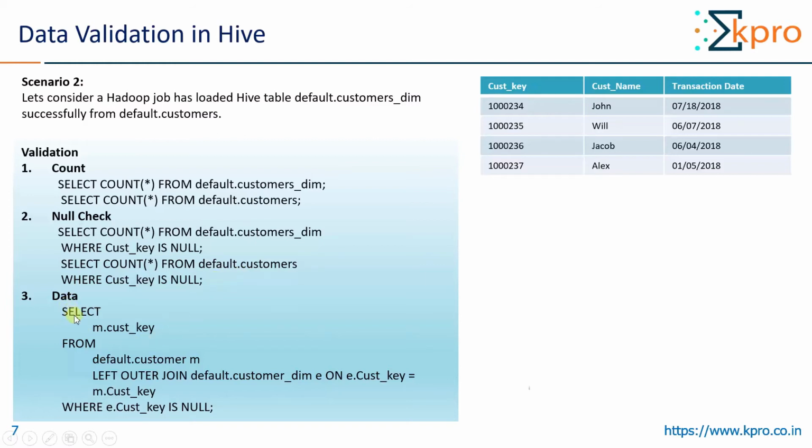In case of data check, like the previous example, we need to do a left outer join on key columns, and we need to select null records so that the records which are not loaded will come into the result. Those are the discrepancies, and we need to inform the developer to fix that. This is all about data validation in Hive operation.